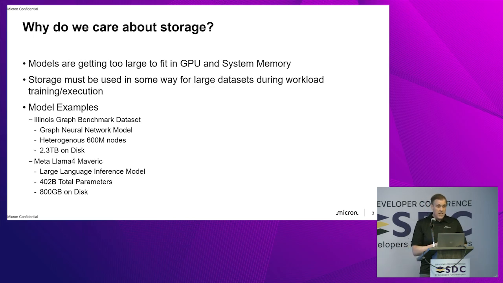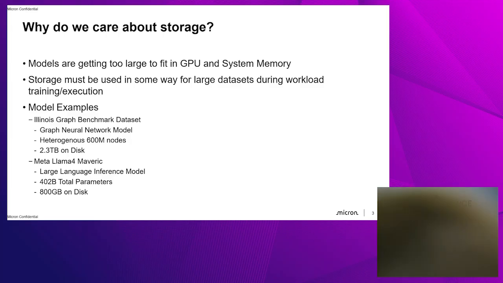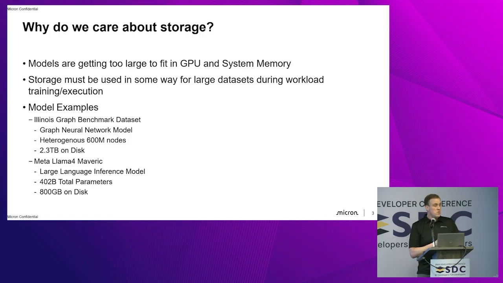As an example, we have a couple of data models here. One is the data set we're actually going to talk about, the specific workload we're going to analyze later in the presentation, which is the Illinois Graph Benchmark data set. It's about 2.3 terabytes on disk. As another example, of a larger inferencing model, we have the Meta Llama 4 Maverick. It's about 800 gigabytes on disk, and I believe there's a larger one that is not publicly available yet that is going to also be much bigger than that.